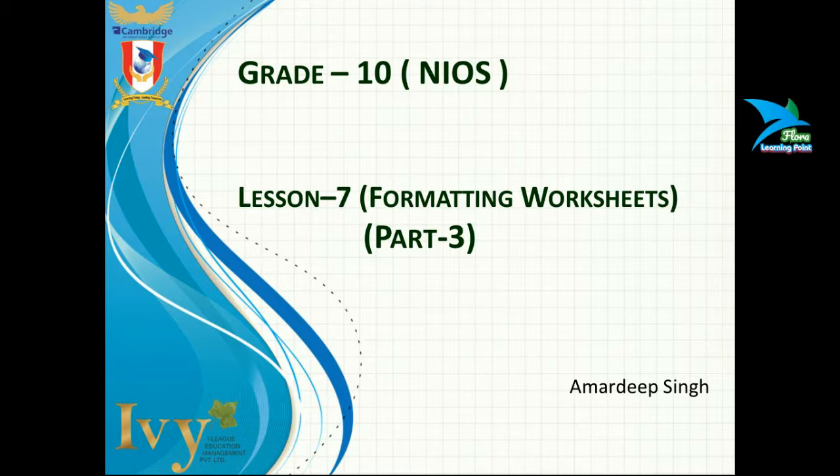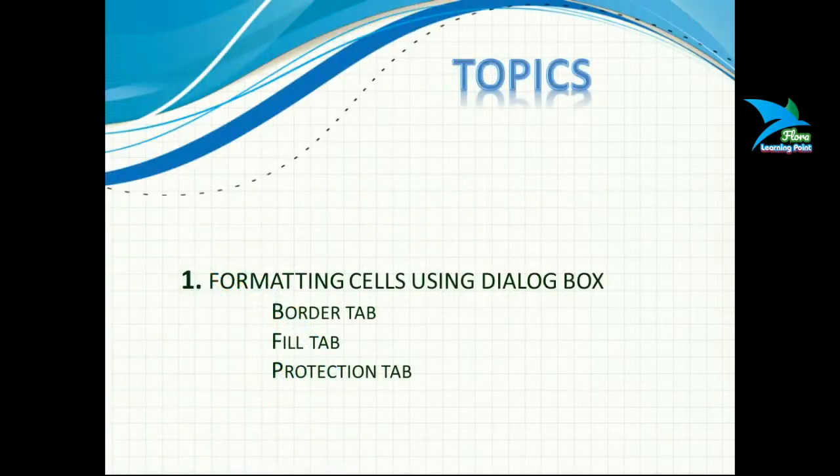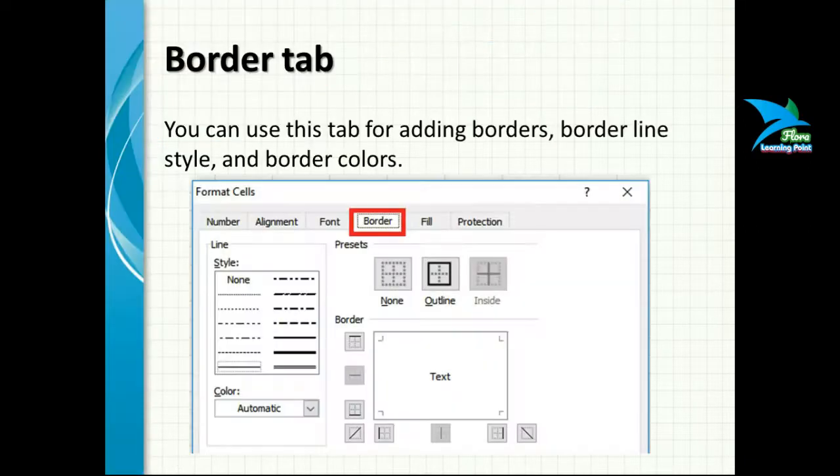Formatting worksheet. And in this session we'll discuss formatting cells using the dialog box, and we'll discuss the border tab, fill tab, and protection tab. So first we have the border tab. You can use this tab for adding border, border line style, and border color. And these are the options available in this tab.